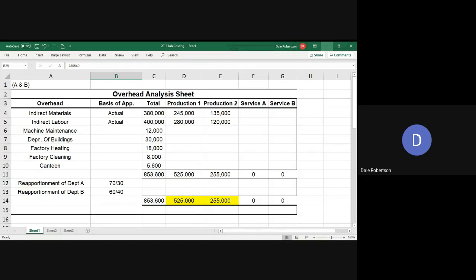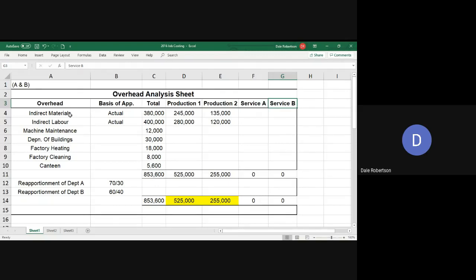So it says Moran Limited has two production departments, 1 and 2. Here they are, number 1 and number 2. And then two ancillary service departments, A and B. And the following costs relate to the year 2016. And it gives you a whole series of costs, the whole way down, adding up to 853,600. And then it tells you that some of these have been broken down as directed by the questions.